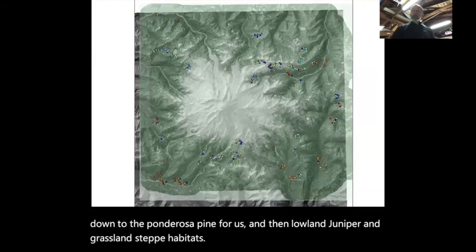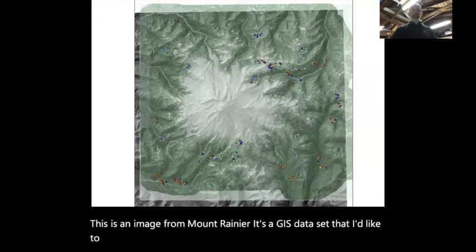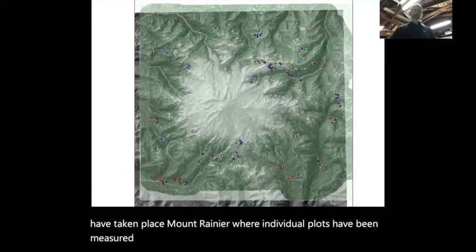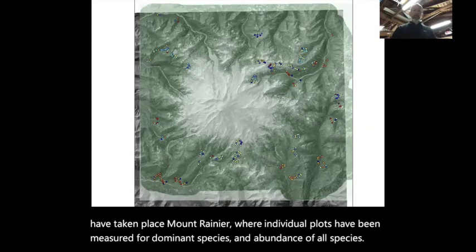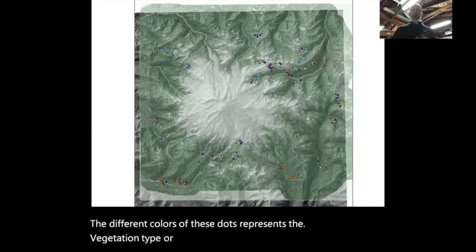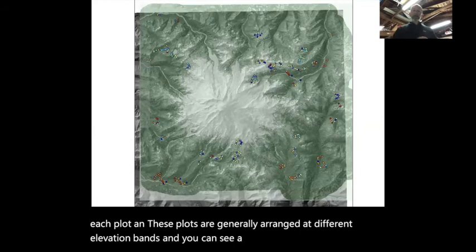This is an image from Mount Rainier. It's a GIS data set that I like to work with sometimes from a series of vegetation surveys that have taken place at Mount Rainier, where individual plots have been measured for dominant species and abundance of all species. The different colors of these dots represent the dominant vegetation type associated with each plot. And these plots are generally arranged at different elevation bands, and you can see the topography underlying those dots.